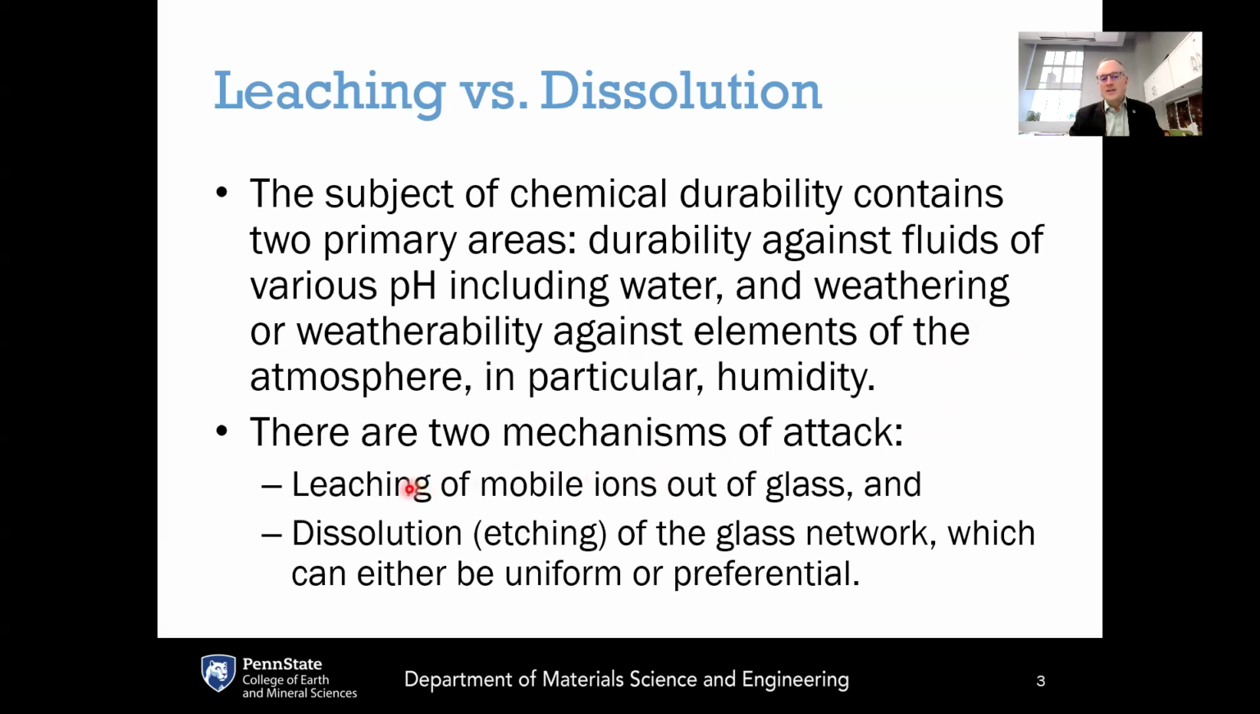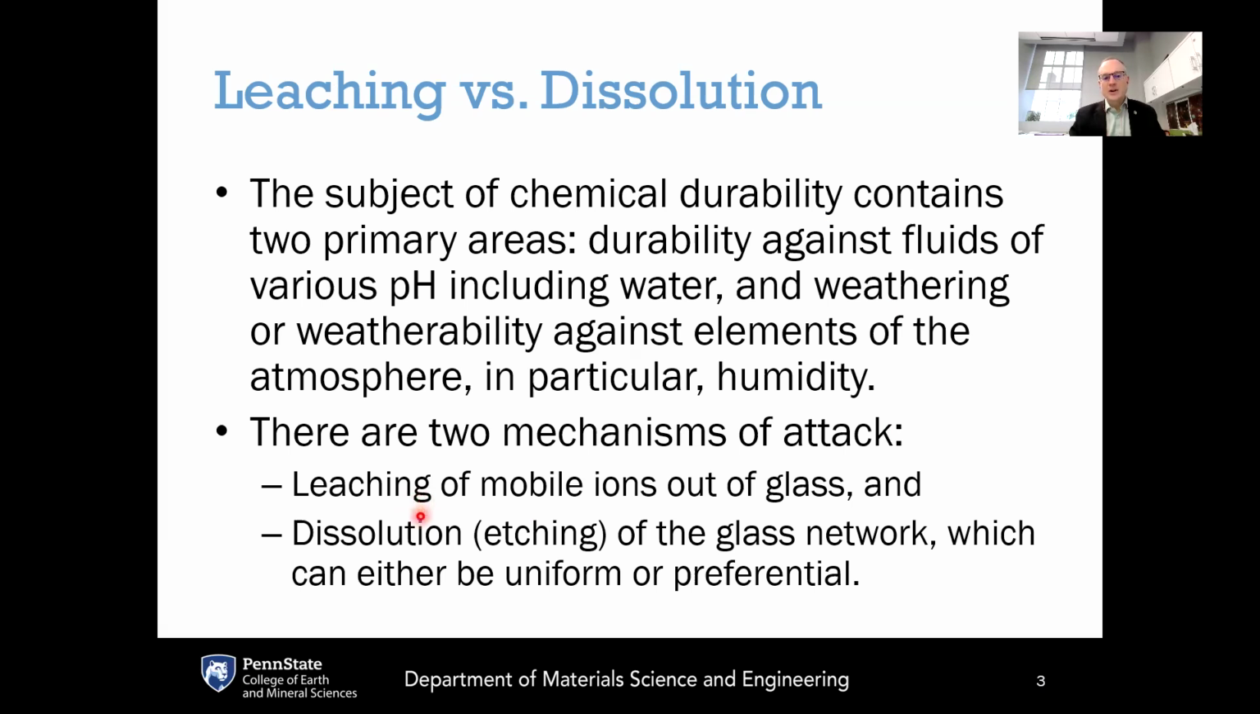The first is leaching, and leaching refers to the removal of mobile ions out of the glass surface. For example, modifier ions like sodium may have greater mobility compared to network-forming ions like silicon, and therefore it may be easier to leach out the sodium ions compared to the network formers. So this is called leaching, and leaching occurs at very different rates for different elements in the glass.